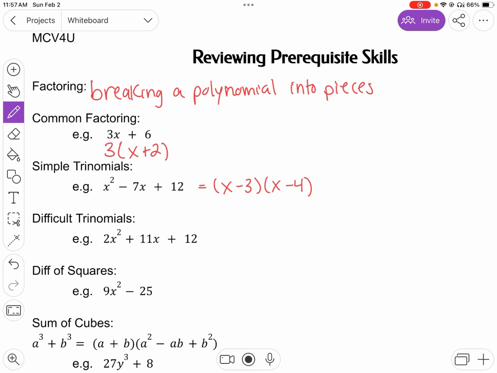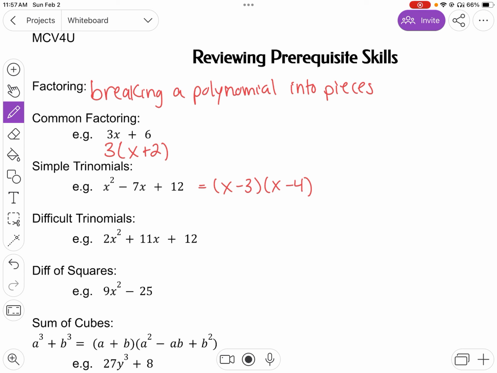With more difficult trinomials, so when we don't have 1 as our leading coefficient, so we've got some other number there, in this example, we've got 2. We have to multiply that 2 to our last number here, so 12. And we're now thinking about 24. So we're thinking, what are two numbers that multiply to give us 24 and add to give us 11?